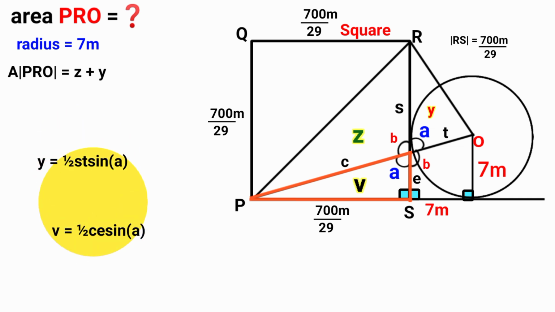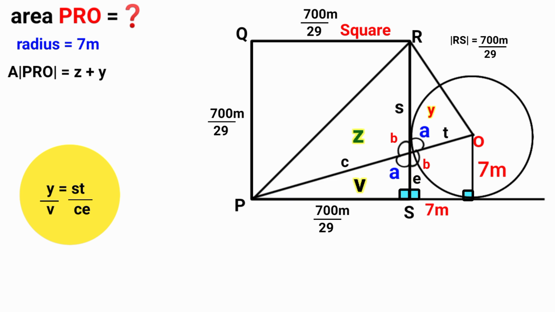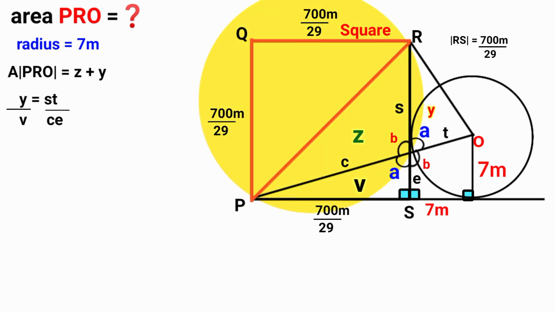Divide this equation by this. Now Y over V equals 1 over 2 ST sine A over 1 over 2 CE sine A. Here 1 over 2 cancels 1 over 2 and sine A also cancels sine A. So Y over V equals ST over CE. We keep it aside.